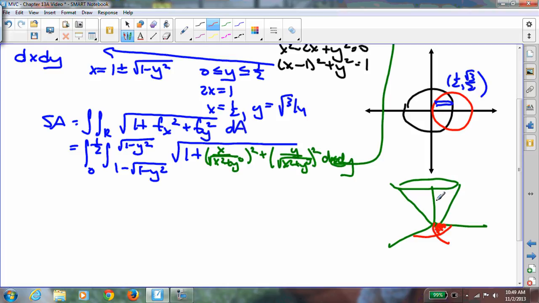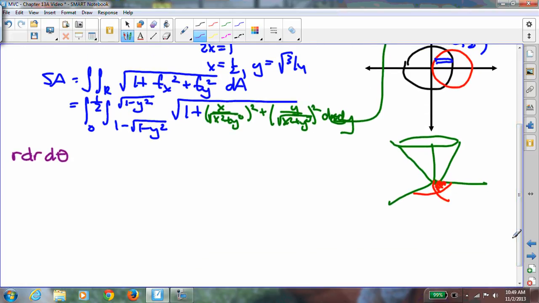Now given that I have two circles, this would also be a possible candidate for polar, so now I'm going to set it up in polar. So polar is going to be r dr d theta. And actually what I want to do is I want to redraw the graph here because I want to talk about something that happens in polar.